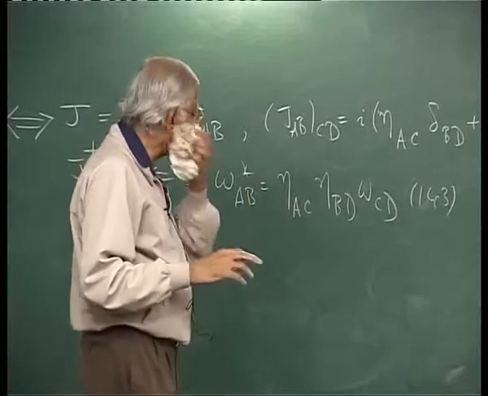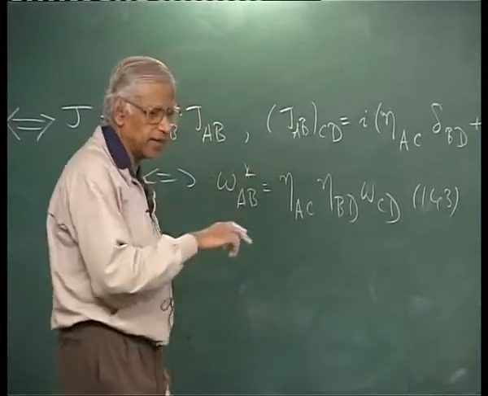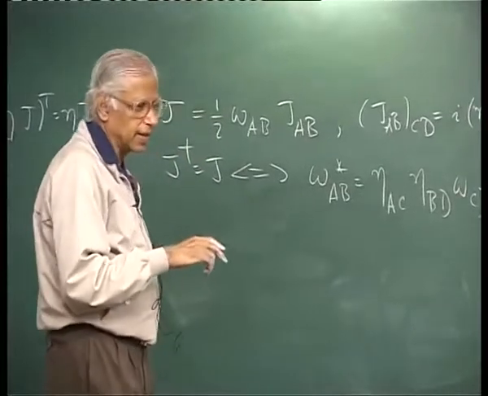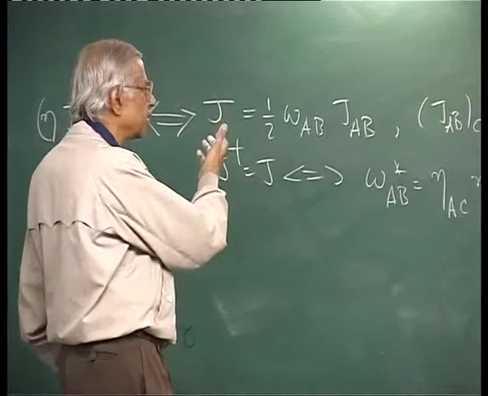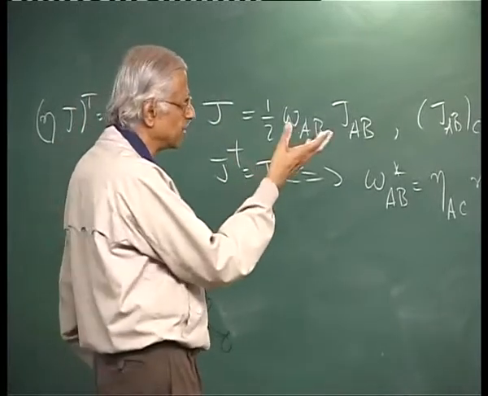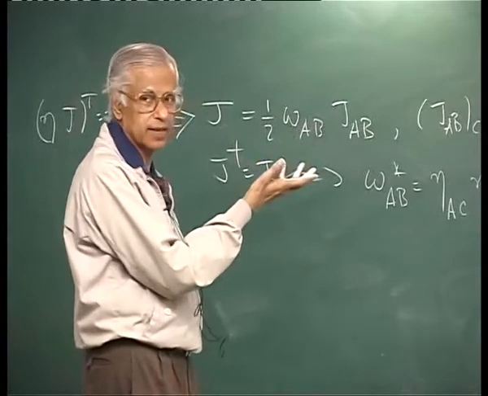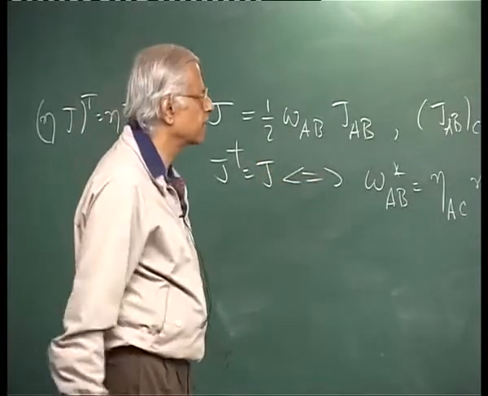Intricate. I should not use the word complicated. I should use the word intricate. These unitary symplectic groups are, compared to unitary groups, there is a complication. Compared to real orthogonal groups, there is a complication. And it is all coming because this eta is antisymmetric.